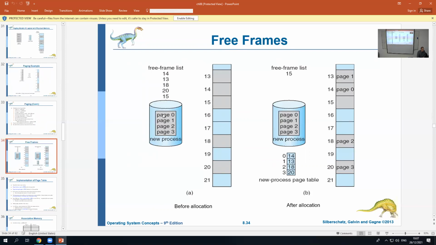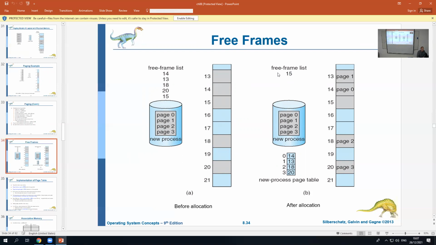Along comes a new process and says, I've got logical pages 0, 1, 2, 3, just like every process has logical pages 0, 1, 2, 3. I want pages. So the operating system will have to assign it a page table and make a new page table. And here you see, he gave it 14, 13, 18, and 20. So now the free frame list only has one left, 15. You understand? The picture looks confusing, but it's really pretty obvious.